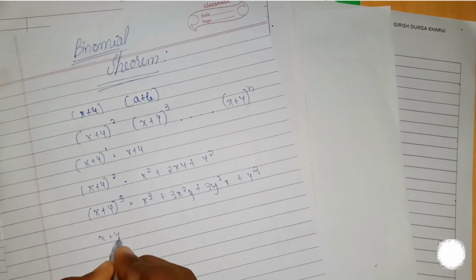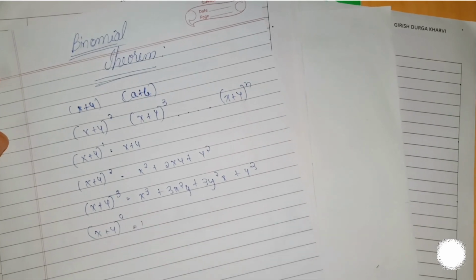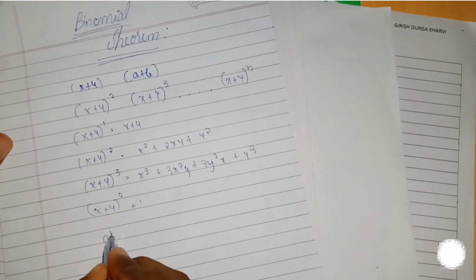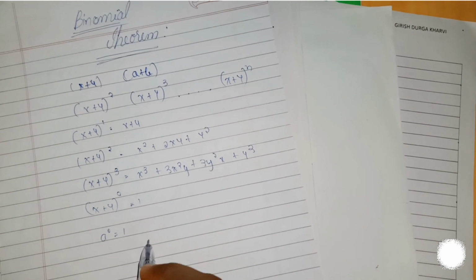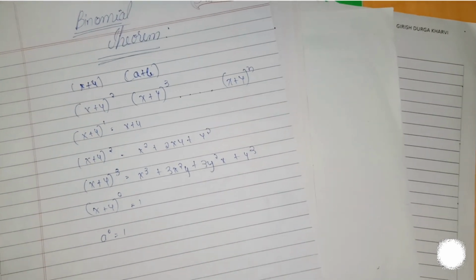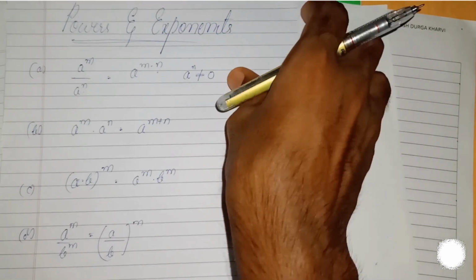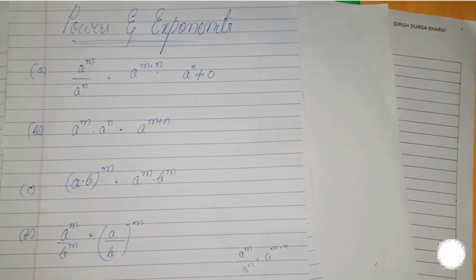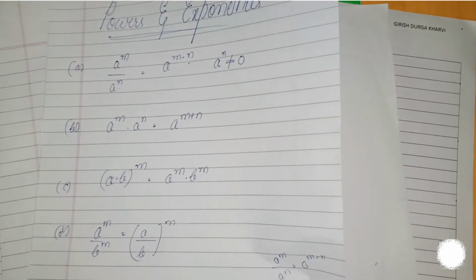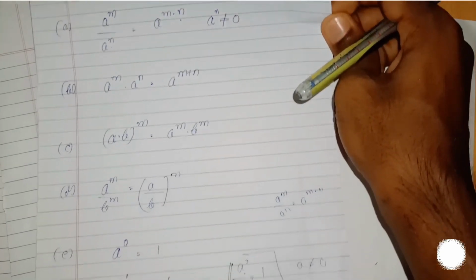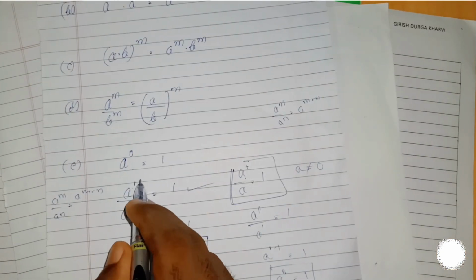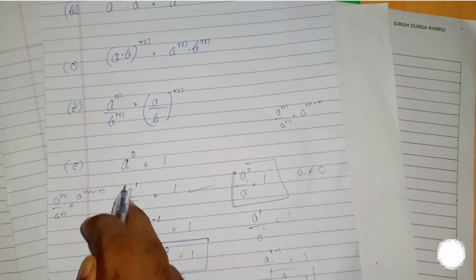Also, we have x plus y to the power 0, which is equal to 1. This is given by a to the power 0 is equal to 1, which reminds us of the formulas that we have from exponents and powers. The proof of a to the power 0 is equal to 1 is given below.